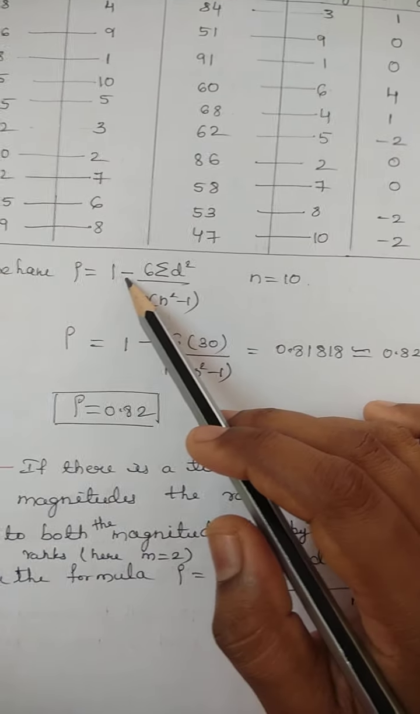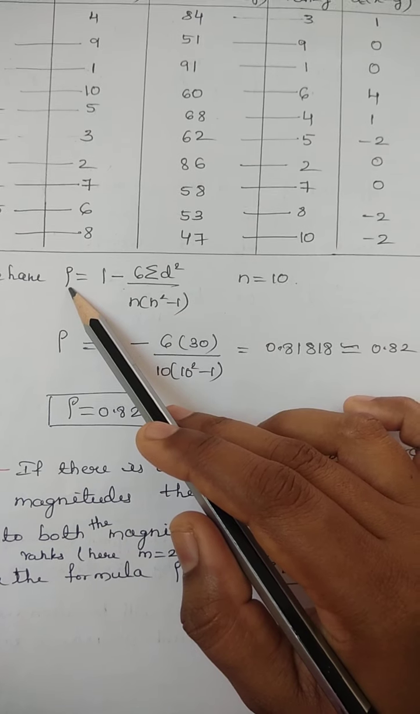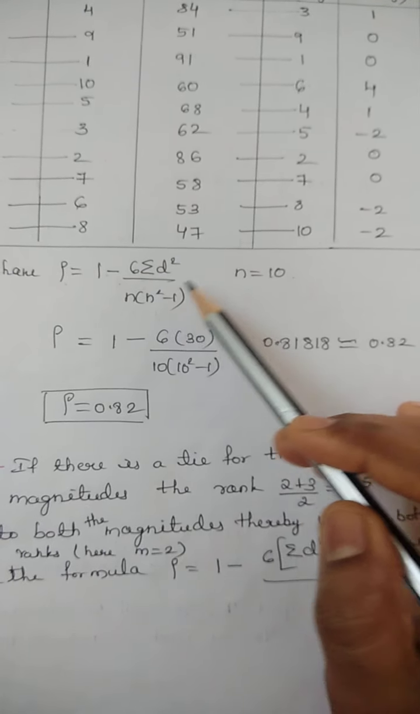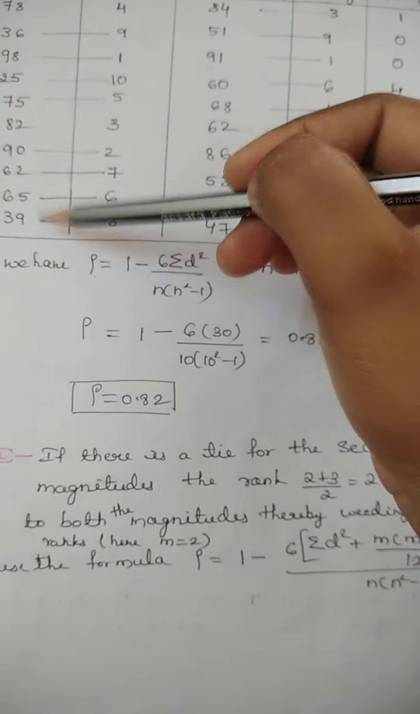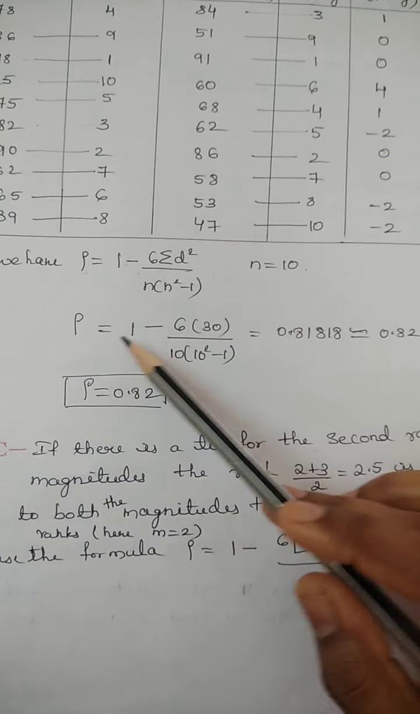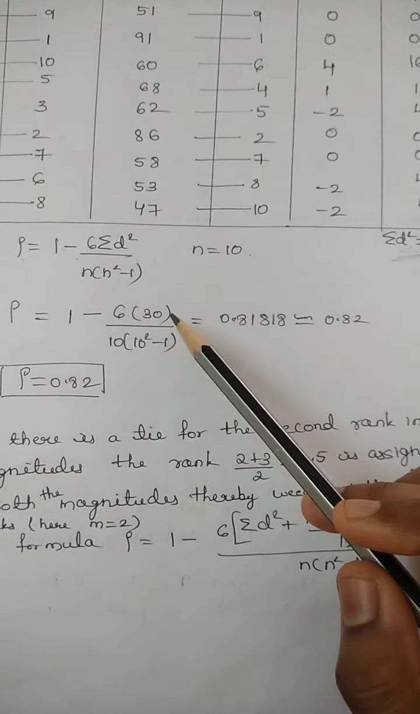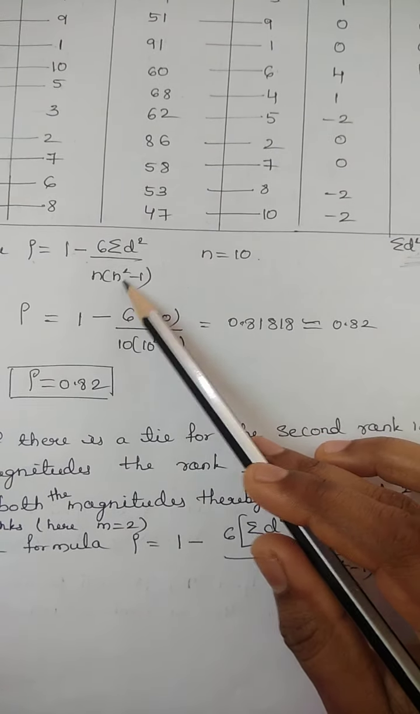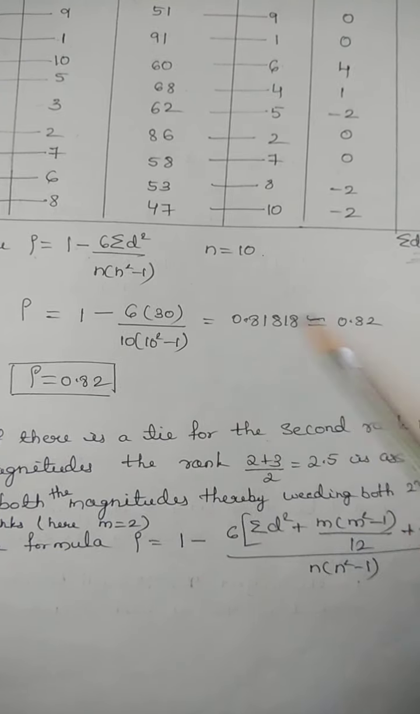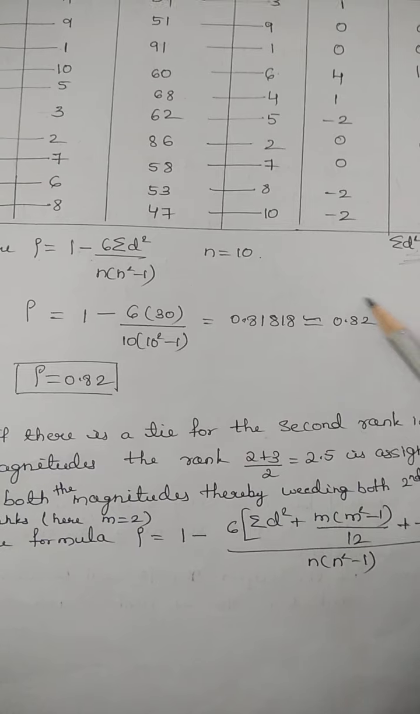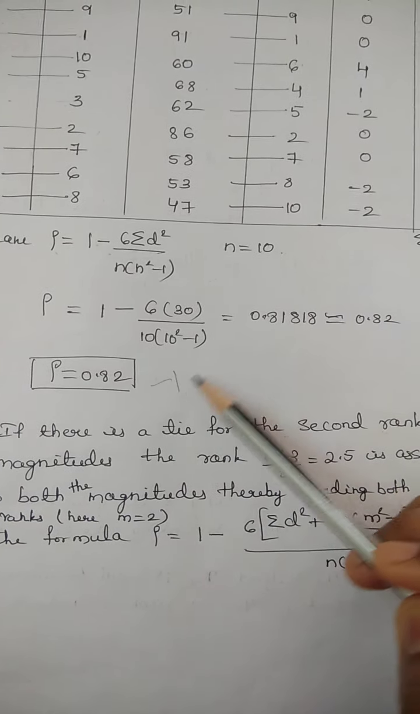Now using the rho formula for rank correlation, 1 minus 6 sigma d square upon n into n square minus 1. Here n is 10, the number of entries in the data. So 6 into sigma d square, which is 30 here, upon n into n square minus 1, that is 10 into 10 square minus 1. We are getting nearly 0.82. This also should lie between minus 1 and 1.